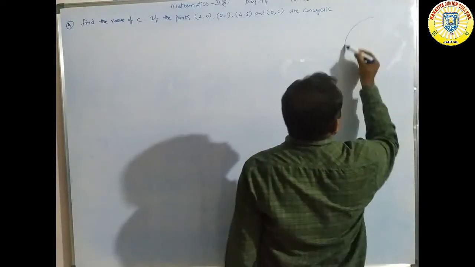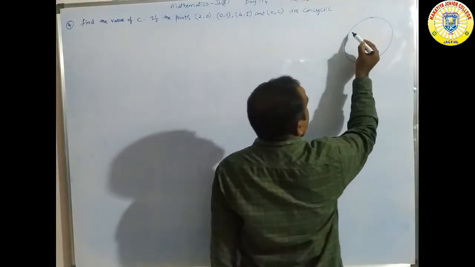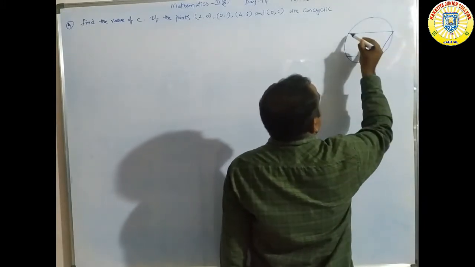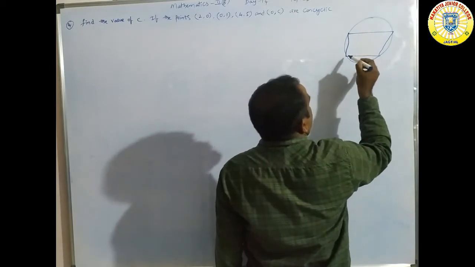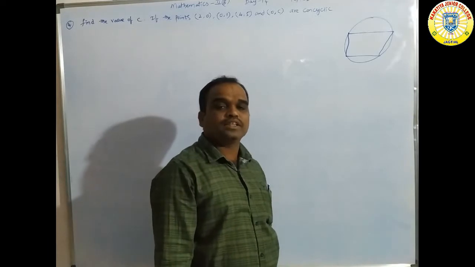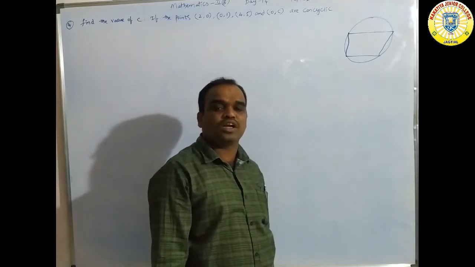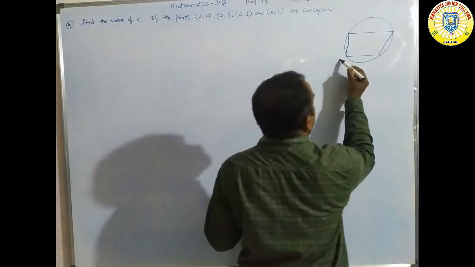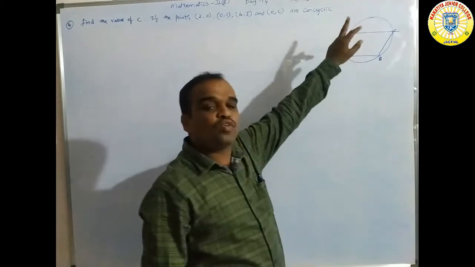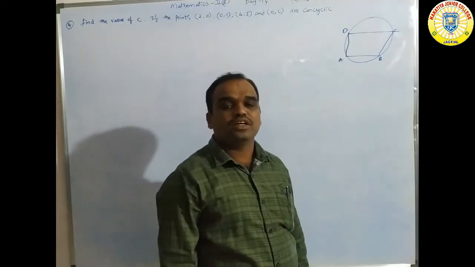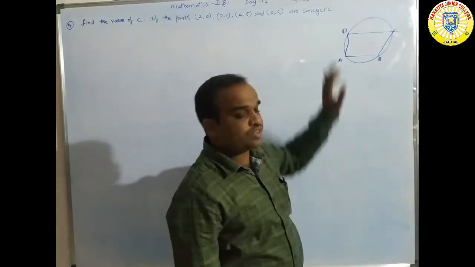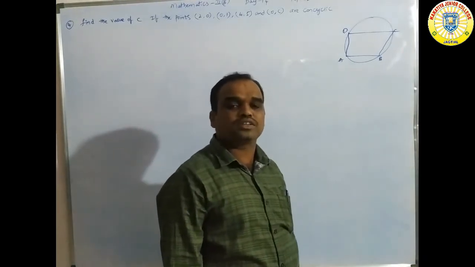Clearly we know about concyclic points. Suppose we take a quadrilateral, and a circle passes through the four vertices of the quadrilateral. Then these four points, A, B, C, D, lie on the same circle, and they are called concyclic points.